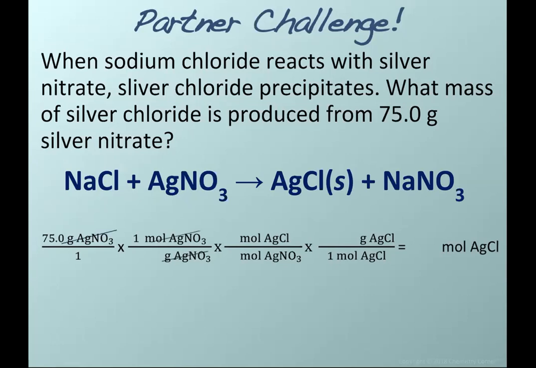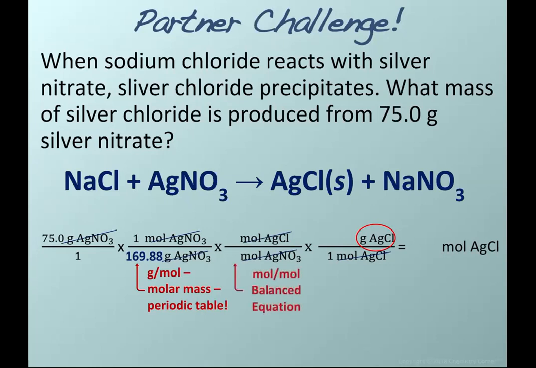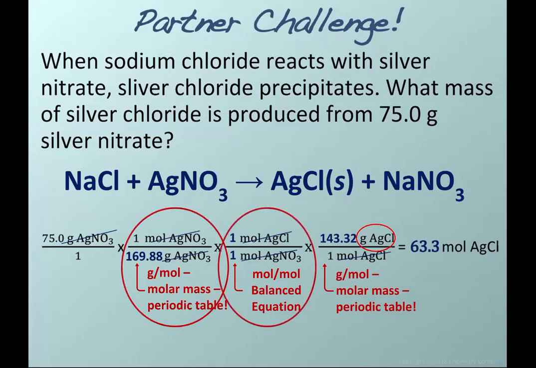Well, first let's show that they all cancel out, and we're left with what we're looking for. This first number down here, we're going to get from the periodic table: silver, N, and 3 O's. Then these moles we're going to get from our balanced equation, where the coefficients are all ones, so they're both going to be ones. And then over here, these grams are from the periodic table. We're going to do this whole problem on your calculator, and you get 63.3 moles of silver chloride.